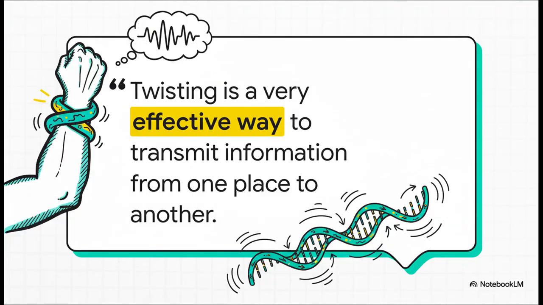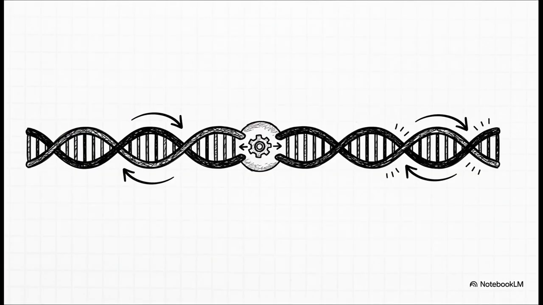Yeah, researchers in this field basically say that twisting is a shockingly effective way to send a signal from one place to another. And it makes sense, right? Think about it. If someone twists your arm, you get that message instantly. There's no ambiguity. Well, DNA is using that exact same principle. So here's how it works.